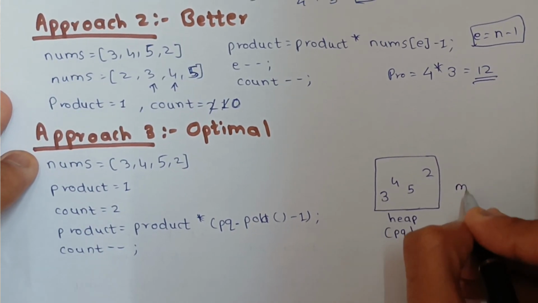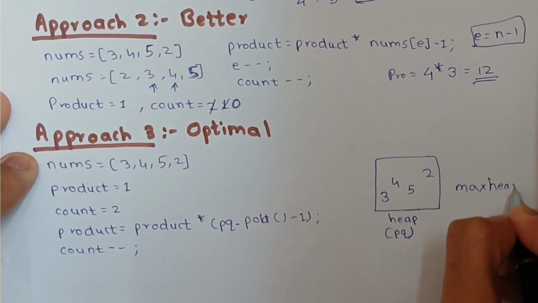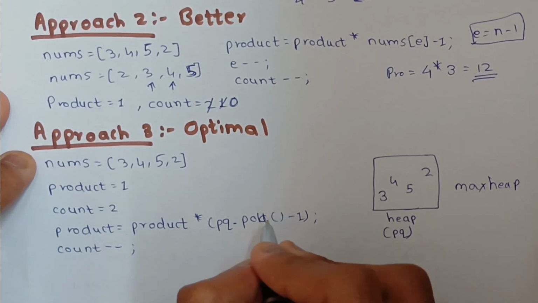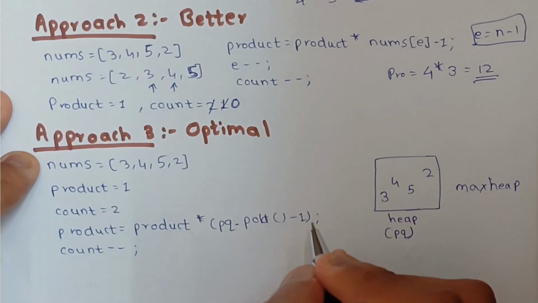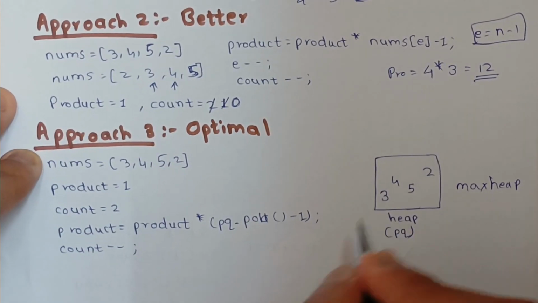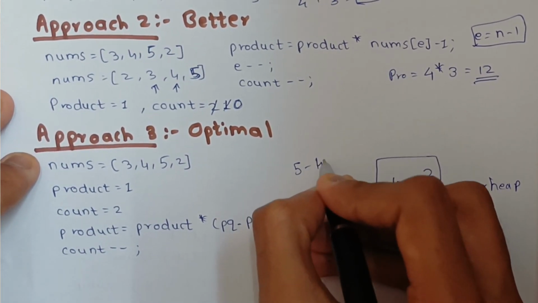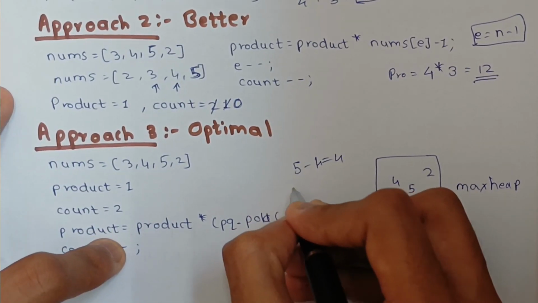This is a maximum heap. Okay, so this is a maximum heap, so the maximum number will be popped out first. Okay, and after popping we will minus 1 from it. So after popping 5, minus 1, which is equal to 5 minus 1, which is equal to 4. Product equal to 4 now.